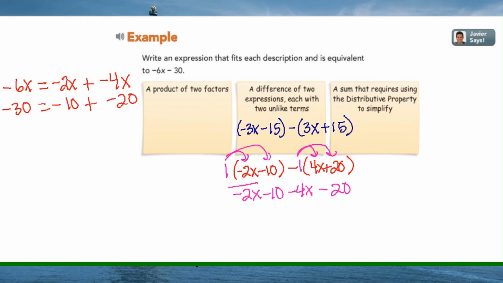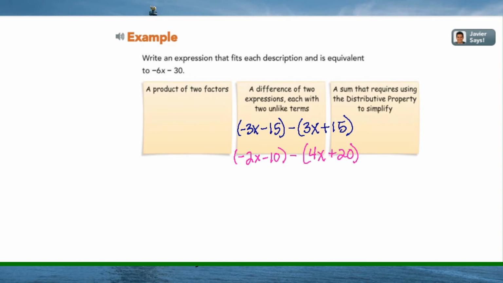Now we have to identify our like terms, which are negative 2x and negative 4x, and negative 10 and negative 20. Negative 2x plus negative 4x is negative 6x, and then negative 10 plus negative 20 is negative 30, which brings us back to our original expression. So therefore, the expression, the quantity of negative 2x minus 10 minus the quantity of 4x plus 20 is equivalent to negative 6x minus 30.